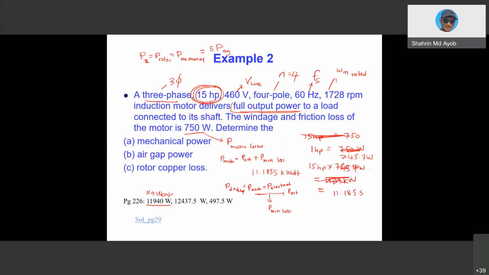Okay, so right now, the P mechanical, we already know, right? 11940 watt. So this one we obtained, but we don't know the P air gap. So we need to find the slip value, because the P mechanical depends on the slip value. Right now the slip value is not known, but we can calculate it.